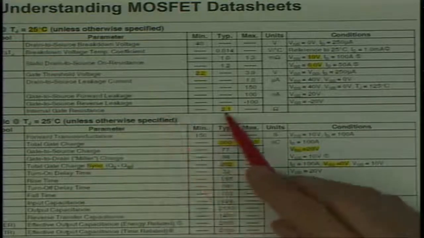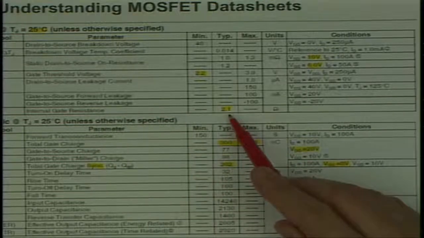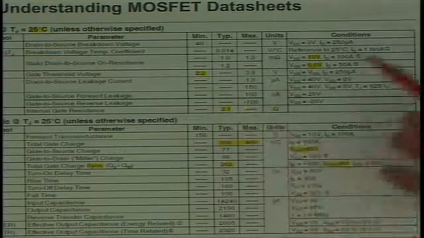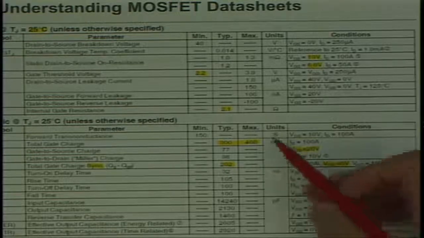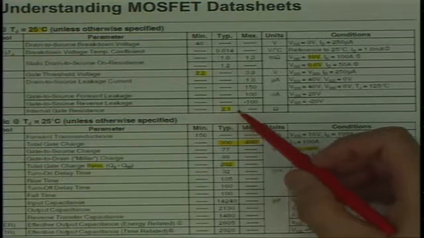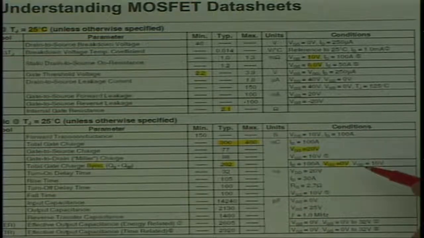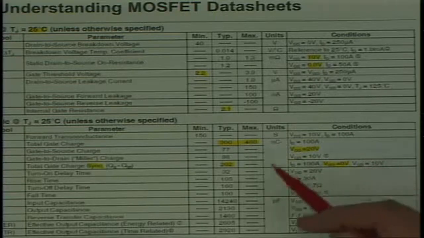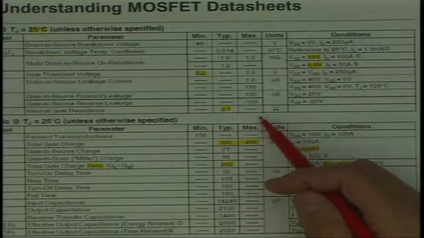There's an internal gate resistance here, not always specified, but this gives you an idea of how fast you can switch it if you had an ideal gate driver. This is actually a pretty high value. Normally it's going to be in the ohm or sub-ohm range with modern fast FETs.